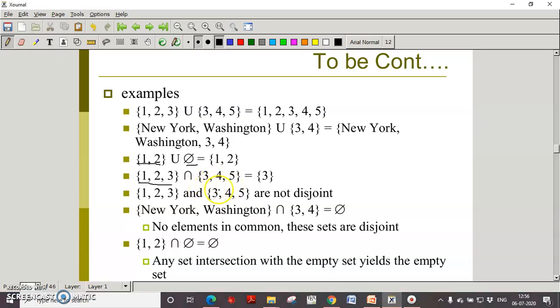When you take another set, here is 1, 2, 3 and another set is 3, 4, 5, then you have to calculate the intersection. There is one element common to both sets, so you will get 3, meaning the intersection is {3}. And you have to check whether these two sets are disjoint or not. There is one common element, so these sets are not disjoint. And suppose you want to find the intersection of {1, 2} and {5}, you will get the empty set, meaning there is no common element.